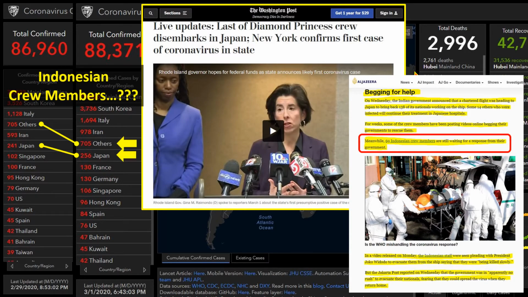Then what do we have? We have others in Japan. I put these both on the same page. This article coming out of the Washington Post says the last of the Diamond Princess crew disembarks. And then something about New York we'll cover in a little bit. So if the ship is empty now and the crew disembarked, that's because the last few countries disembarked their crew, repatriated their citizens back to their country.